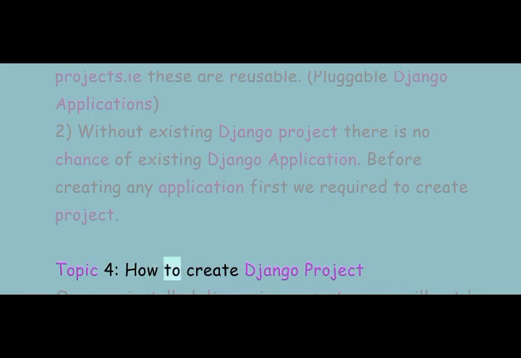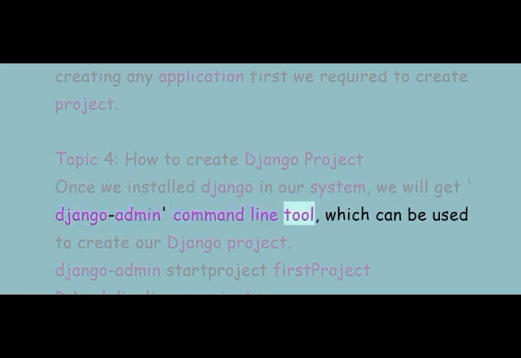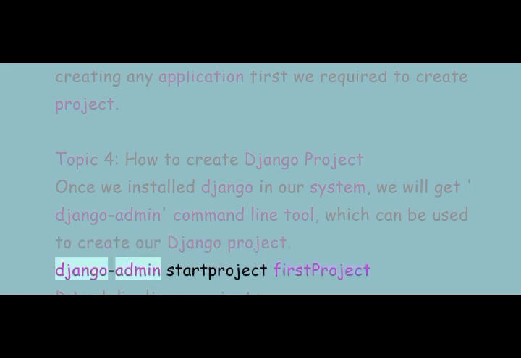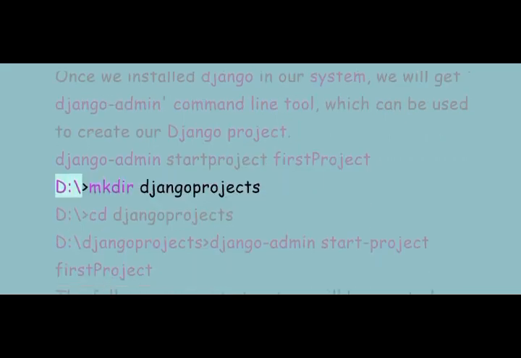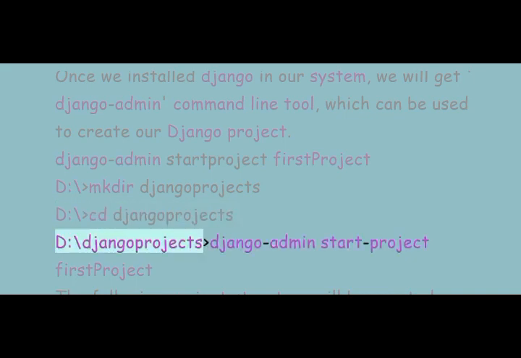Topic 4. How to create a Django project. Once we have installed Django in our system, we will get the django-admin command line tool, which can be used to create our Django project. django-admin startproject firstproject. D:\> mkdir djangoprojects. D:\> cd djangoprojects. D:\djangoprojects> django-admin startproject firstproject.